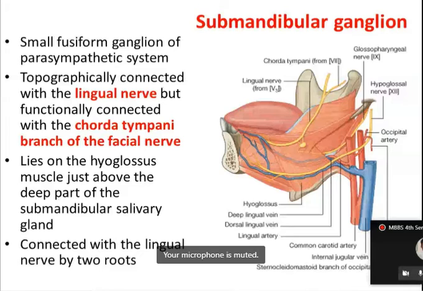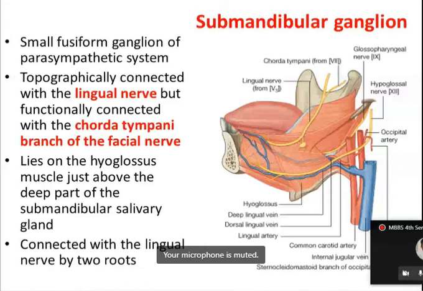So here we can appreciate one small nodular structure which is hanging on the lingual nerve, the submandibular ganglion. It is a small fusiform ganglion of the parasympathetic system. It is topographically or positionally connected with the lingual nerve, but functionally connected with the chorda tympani branch of the facial nerve. And it lies on the hyoglossus muscle.